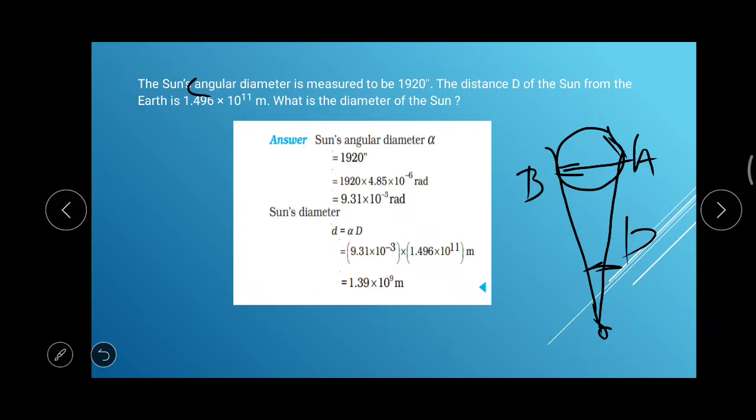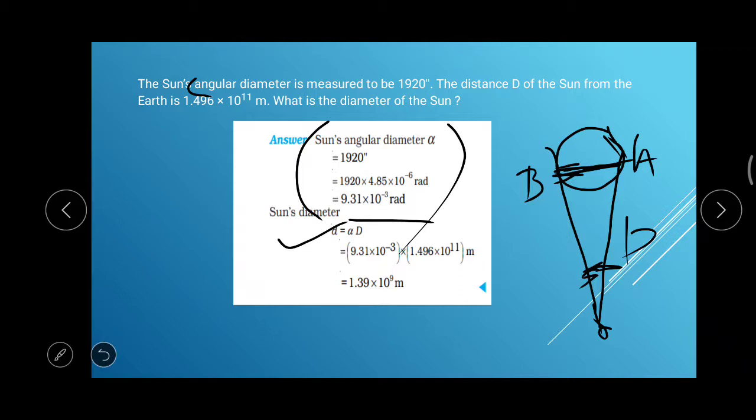1920 seconds. First of all you have to convert that into radians. That is equal to 9.31 x 10^-3 radians. It means 1920 x 4.85 x 10^-6, which will be the angular diameter of the sun. By using this angular diameter value, you have to find the diameter AB of the sun. The distance between sun and earth is also given. So the relation is that small d, the diameter of the sun, is equal to alpha times d, where alpha is this angle, which we found to be 9.31 x 10^-3 radian.